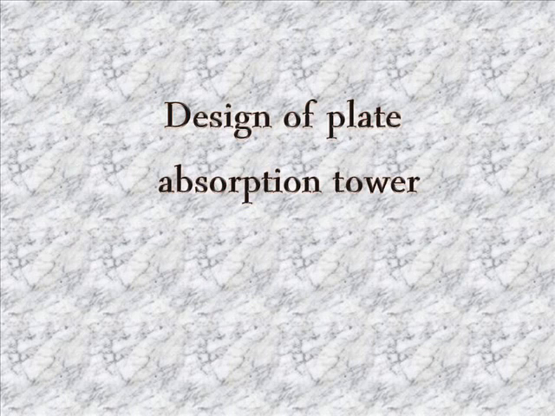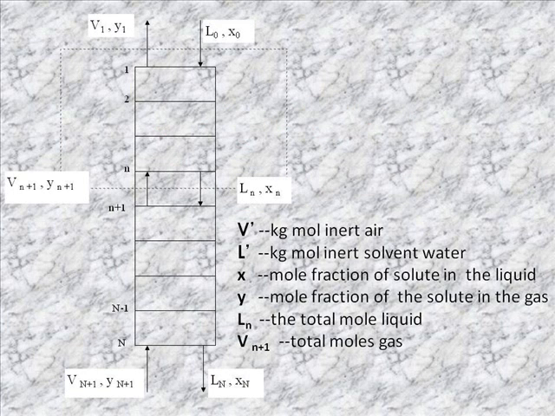I am Raymond Hernandez, and I will discuss the design of plate absorption tower and the derivation of its operating line. A plate or absorption tower has the same process flow diagram as the countercurrent multiple stage process. In the case of solute diffusing through a stagnant gas and then into a stagnant fluid, let's say the solute is acetone and the stagnant gas be air and stagnant fluid be water, the amount of air and water remain constant throughout the entire tower.